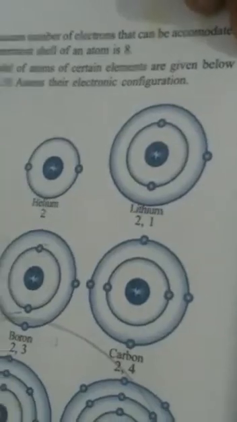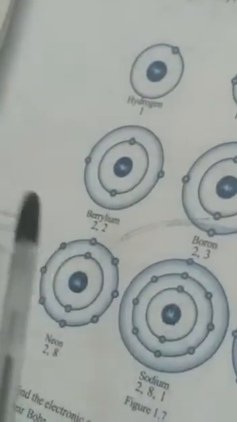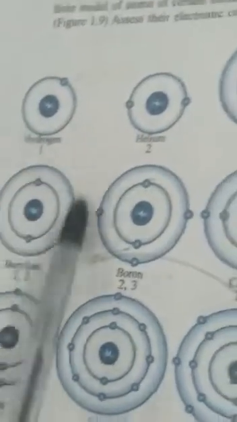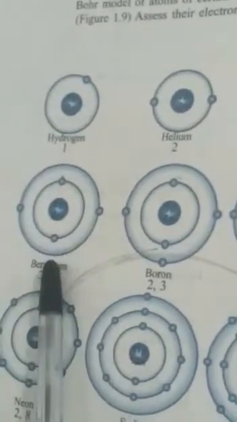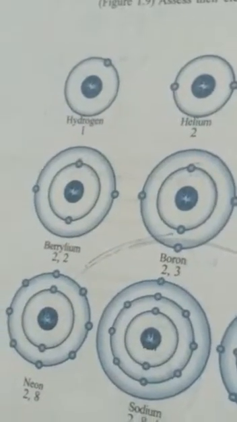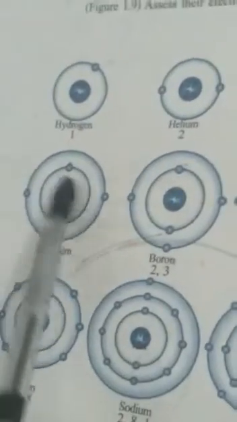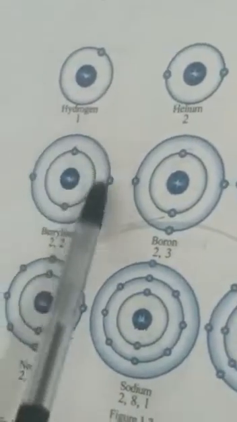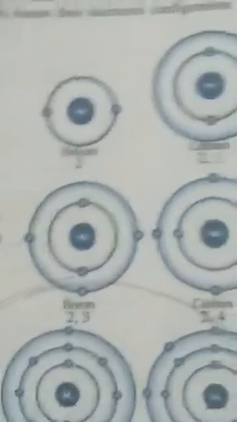Accordingly, you have to draw the Bohr model. For beryllium, it has 2 electrons in the first shell and 2 electrons in the second shell. That means it has 4 electrons already. Is it clear or not? For beryllium, protons and neutrons are inside the nucleus. The 2 electrons in the first shell are this one and the 2 electrons in the second shell are this one. Is it clear or not?